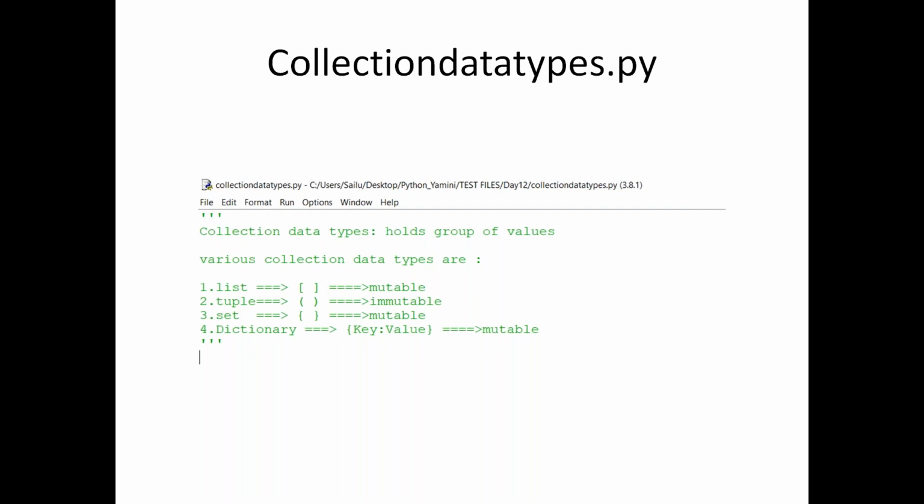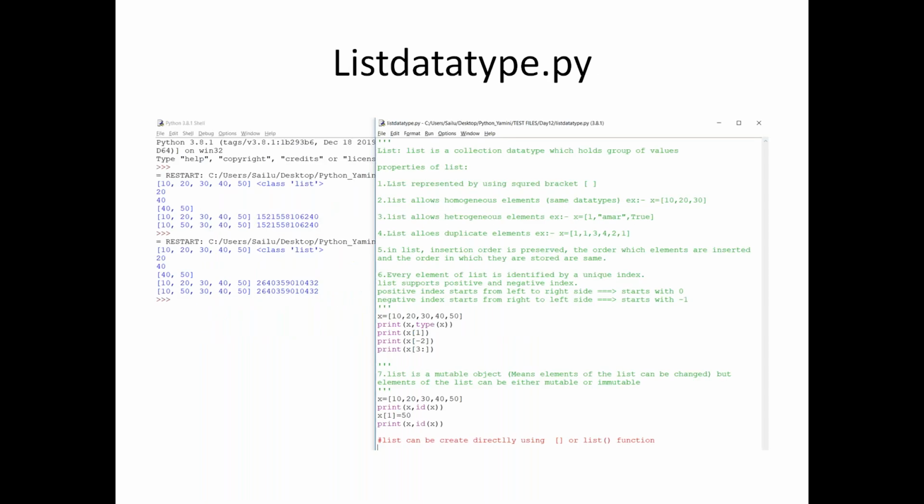Amar, looks like everything is similar, tuple, list and everything. Then what is the difference? The properties and the behavior of each data type are different. Now let us try to understand the list, the first data type, collection data type.